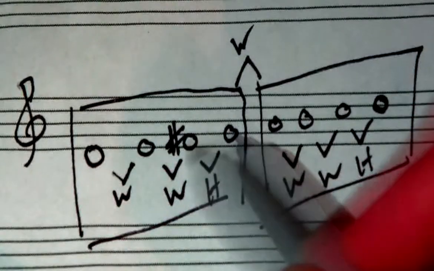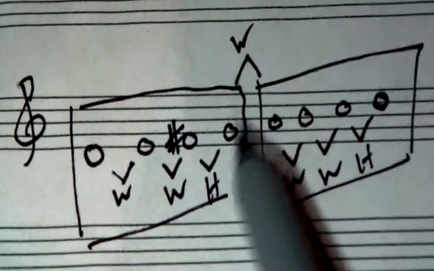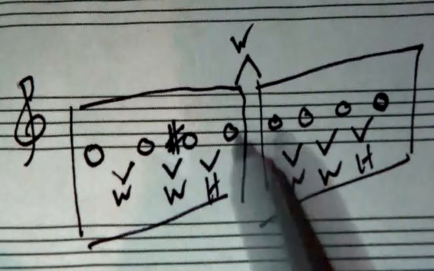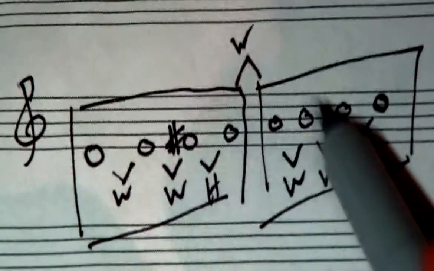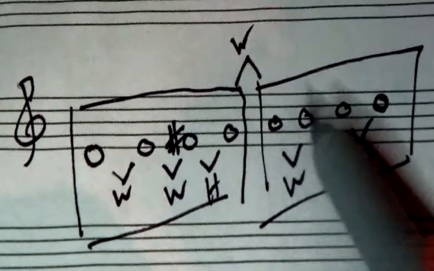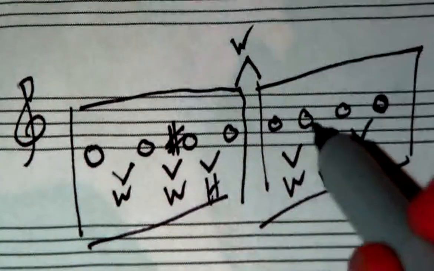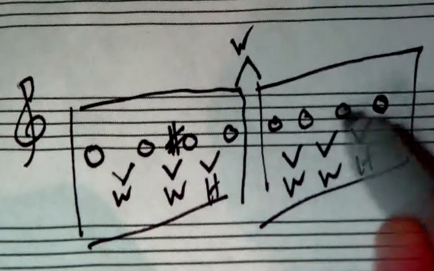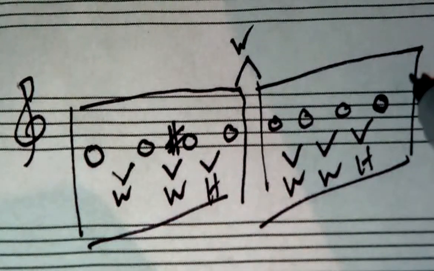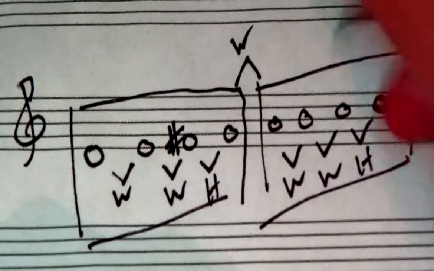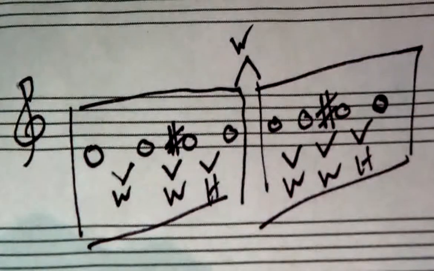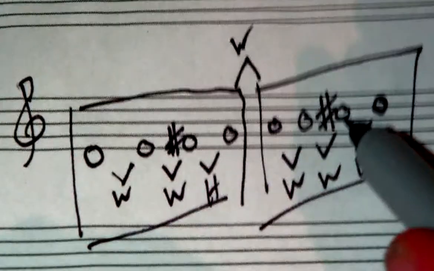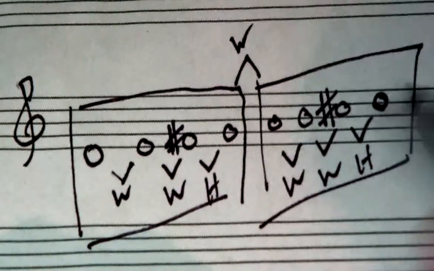F to G, that's a half step. We're all good there. G to A, that's a whole step. All good there. A to B, whole step. All good there. B to C, I'm sorry, that's a half step, and we want that to be a whole step. So we're going to go ahead and apply a sharp to that C. And then finally, C to D with that half step.